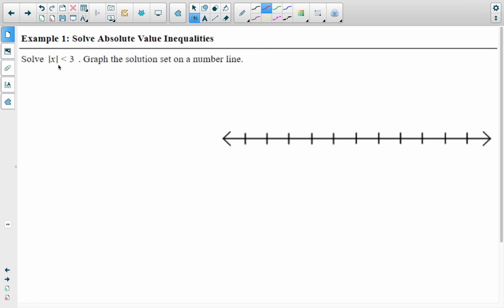Okay, so think about the absolute value of x being less than 3. If you think about values of x that would make sense here, it would be 3 or negative 3, right? Because 3 has an absolute value that is less than 3. And then the absolute value of negative 3 would also be the biggest number or the lowest number that we could have without going over this. Okay, so think about it this way.